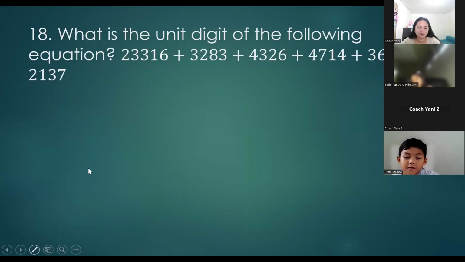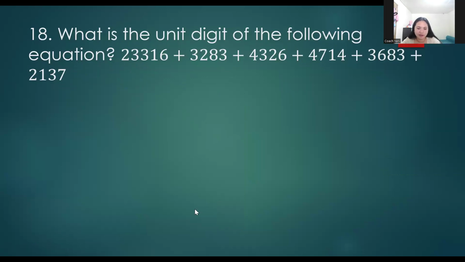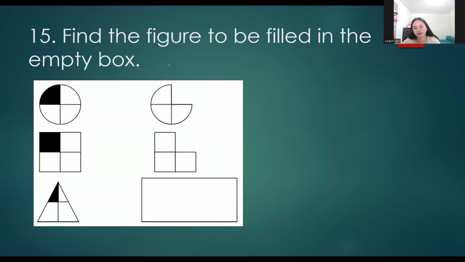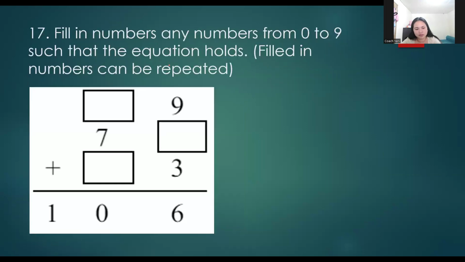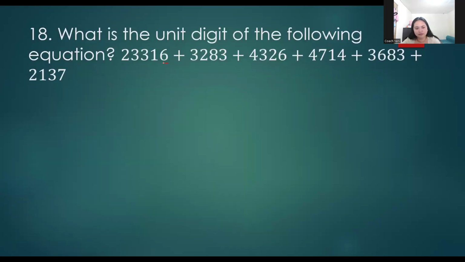Okay. What is the unit digit of the following equation? Again, we just need to solve for the unit digit, so you don't have to add everything. You just need to add the last digit, the unit digit. So what will you add?